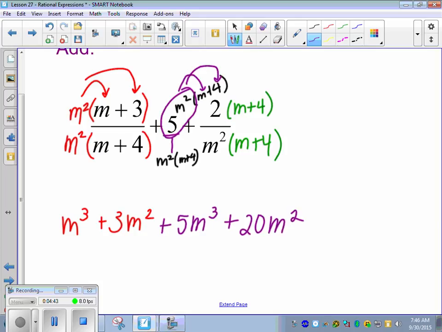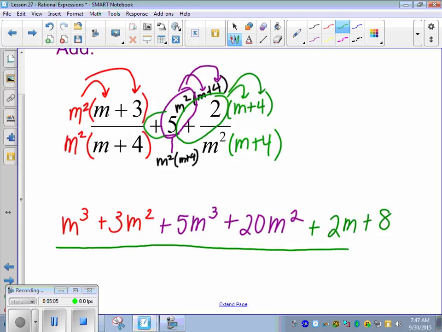Good job. And this last part, Stephen, what do I get when I distribute? By the way, this sign is important. I should have circled that there. We're distributing a plus 2. So what do I get, Stephen, when I distribute that? Plus 2m plus 8. Okay, and this is all over my common denominator, which is m squared times m plus 4.